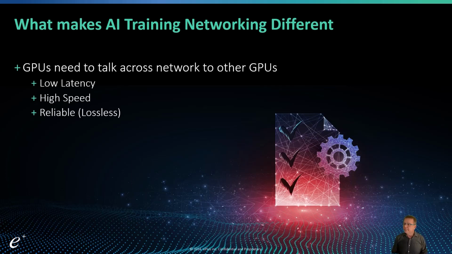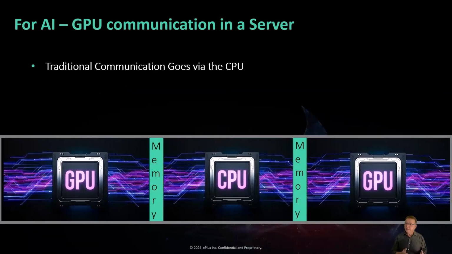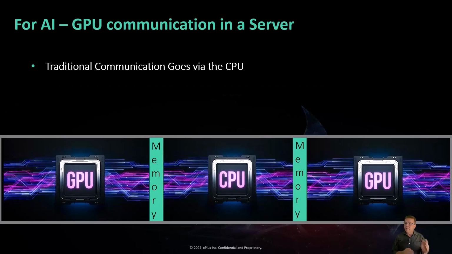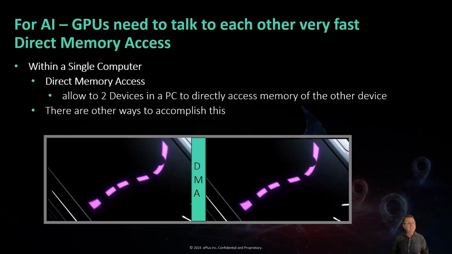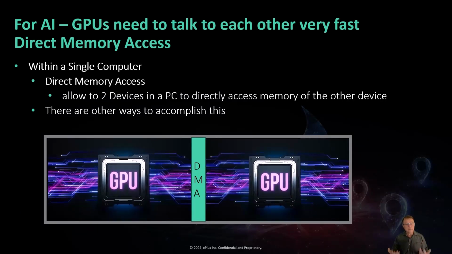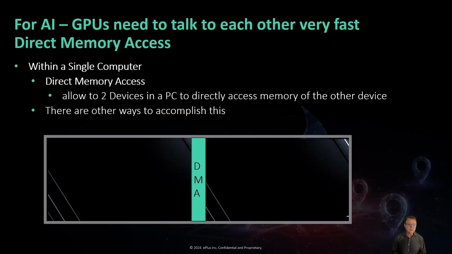First, let's consider communication between GPUs within a server. Normally the way it goes is GPU to CPU to GPU, so you copy memory twice, which is not very efficient. Fortunately, a long time ago, they came out with something called direct memory access. It allows devices in the same server to talk to each other. Direct memory access was awesome.